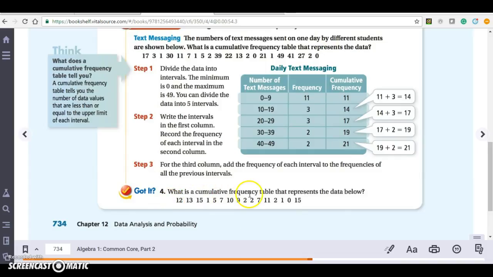It says, what is a cumulative frequency table that represents the data below? And so, of course, we need to find the intervals first. My lowest number is 0, and my highest number is 15. So I'm going to do intervals of 4. So that means my first one will be, let me go ahead and start making my chart.